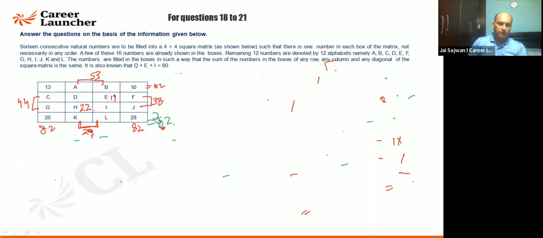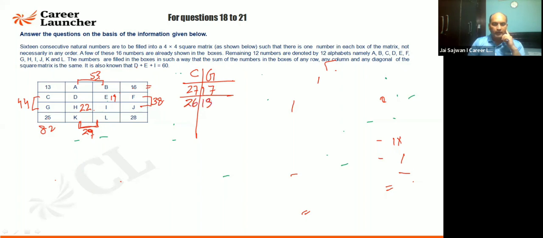So let's start with this part. I can say C plus G is equal to 44. So can I say if I take up the value of C and G, what is the value that I can take? 40 plus 30 is not possible. Can I take the largest value as 27 and the smallest value will come out to be 17. So I can say 27, 17.